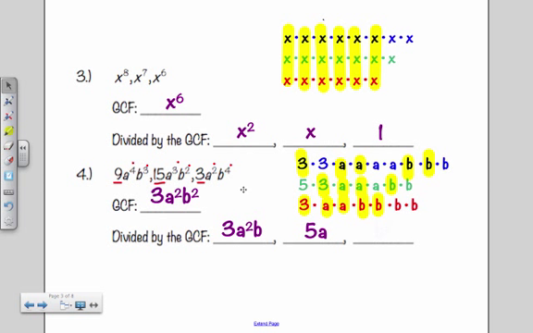And then lastly, 3 divided by 3 is 1, a squared divided by a squared is 1, b to the fourth divided by b to the second is b squared, so we don't need to write the 1's out, it's just b squared.